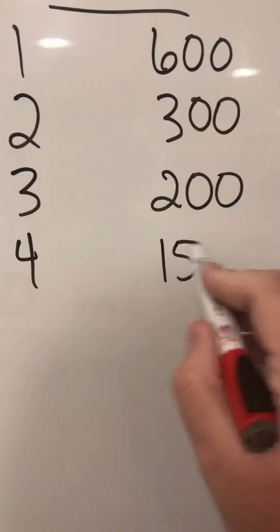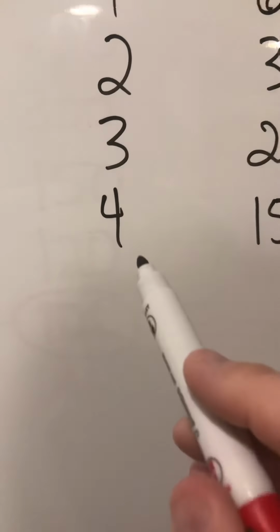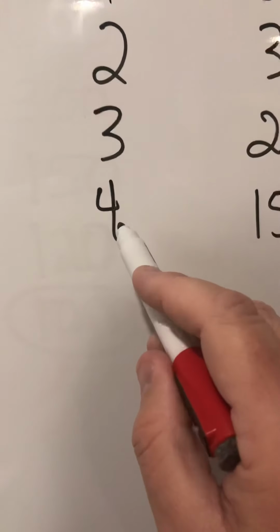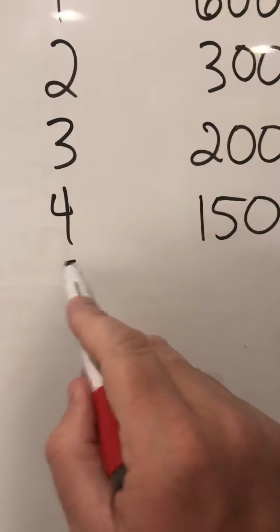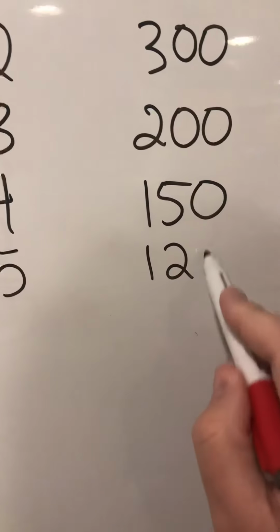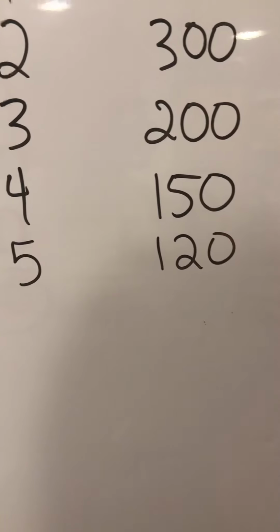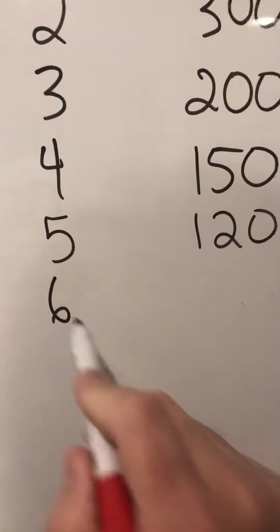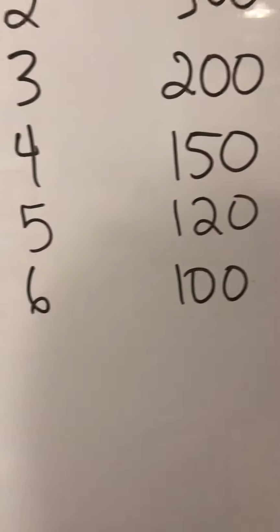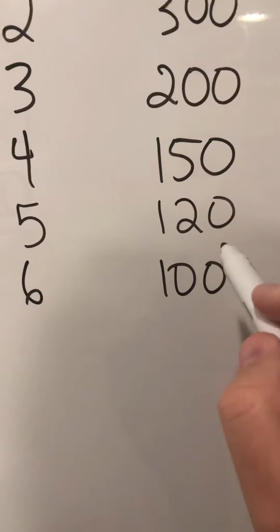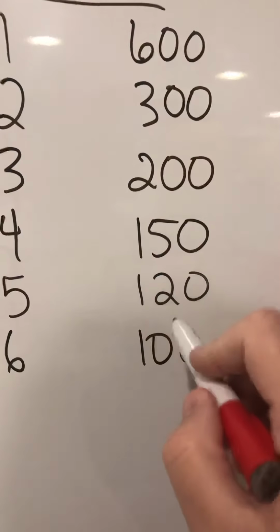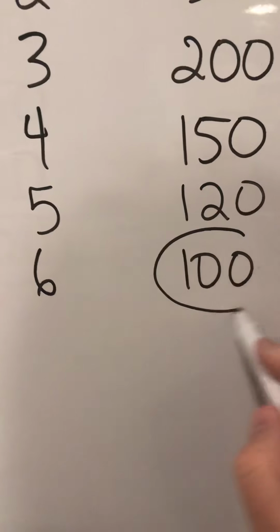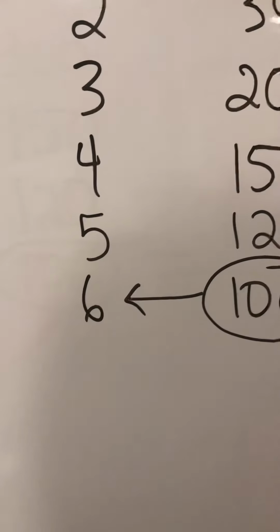4 times 150. Now I noticed that 4 is a perfect square, but 4 is not real big. So maybe there's one a little bit bigger than 4. 150 is not. So let's try 5. 5 and 120. 5 isn't, 120 is not. So let's go to 6 and 100. Now I notice that 100 is a perfect square. None of the other factors bigger than that were perfect squares. So we're going to use 100 and 6.